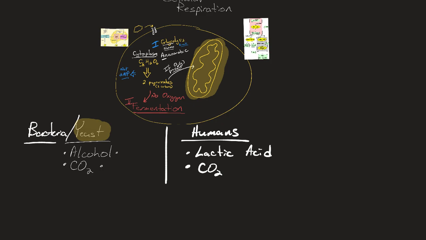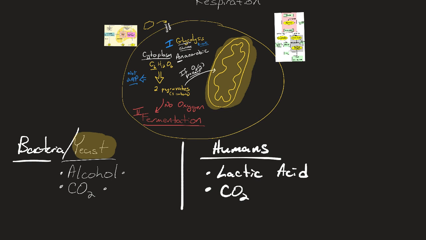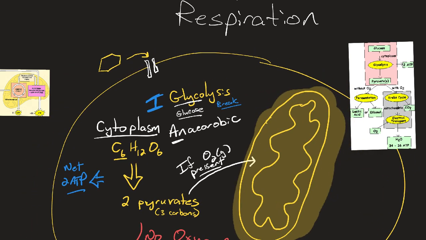So humans, bacteria, yeast, this is all happening in order. Glycolysis happens no matter what. It does not need oxygen. The end product is, in general, 2 pyruvates, 2 ATP, and some NADH, or some high energy electrons. Fermentation only happens when there's no oxygen. If there's oxygen present, it goes into the mitochondria. That's one simple control point that's based on whether there's oxygen or not.